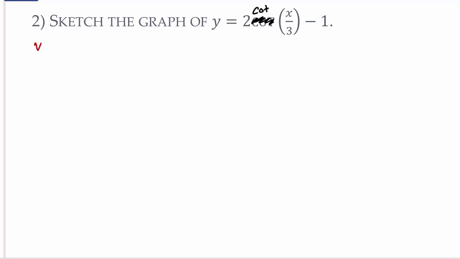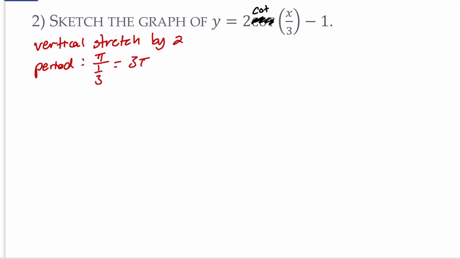We know we're going to have a vertical stretch by a factor of 2. We're going to have the period here. Our b value is a third, so your period is going to be pi divided by a third, which is 3 pi. You're going to have no phase shift, and you are going to go down. So for the vertical shift or translation, that's going to be down 1.